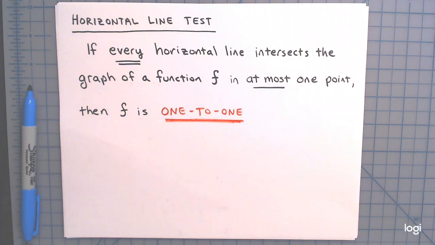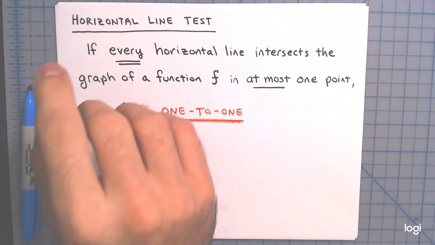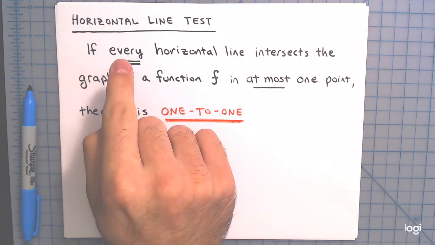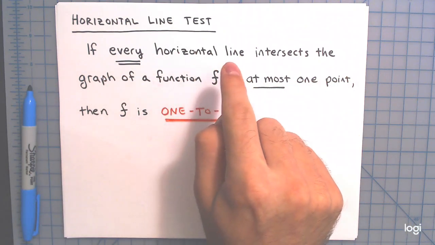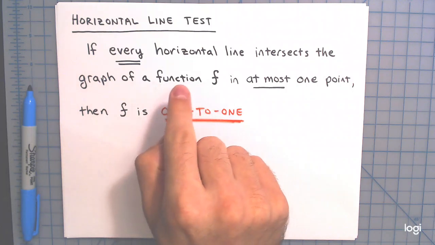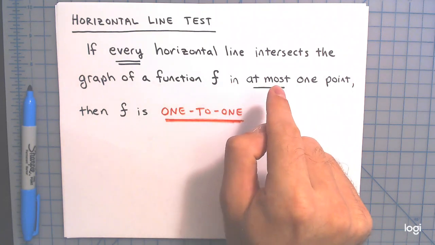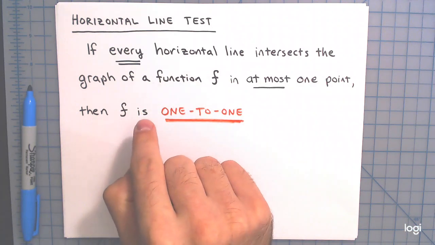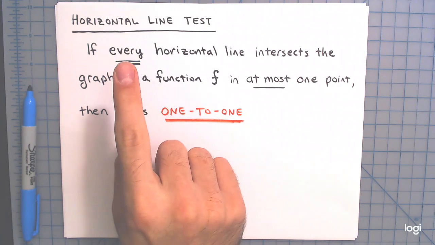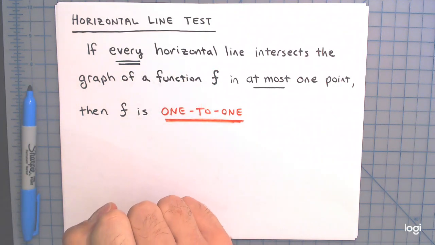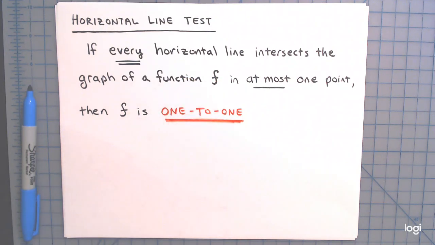You're determining if the graph is representing a one-to-one function, a very specific kind of function. So here's the horizontal line test. If every horizontal line intersects the graph of a function, and it's already a function, in at most one point, then that function f is 1 to 1. This is for every horizontal line. So that means you only need to find one horizontal line that hits the graph more than once. And if that happens, then you don't have a 1 to 1 function. It's not 1 to 1.